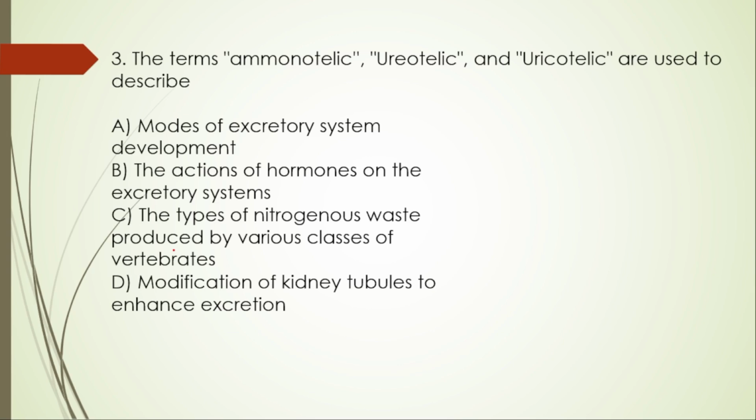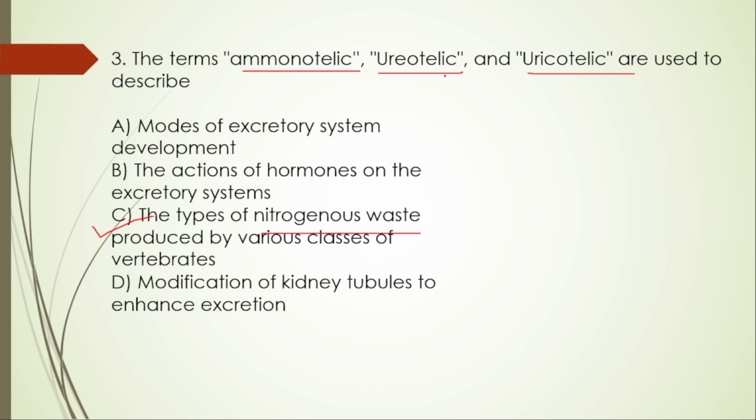Next, third one. The terms ammonotelic, ureotelic and uricotelic are used to describe what? Option A, mode of excretory system development, B, actions of hormones on the excretory system, C, the types of nitrogenous waste produced by the various classes of the vertebrates, and D, modification of kidney tubules to enhance excretion. So here the right option is option C, the types of nitrogenous waste produced by the various classes of the vertebrates.